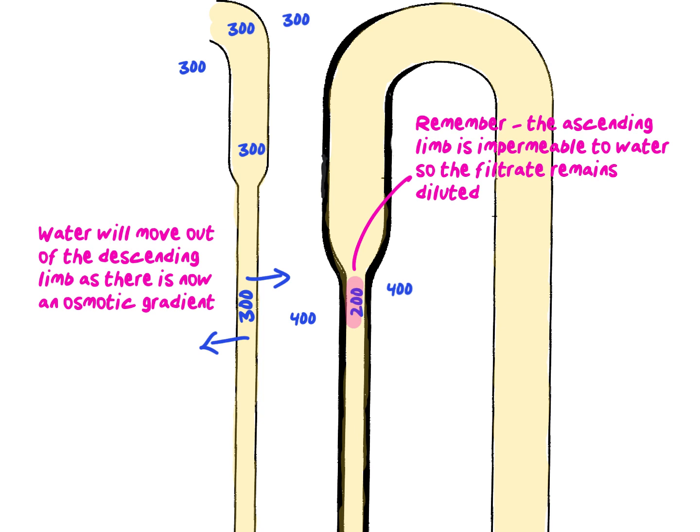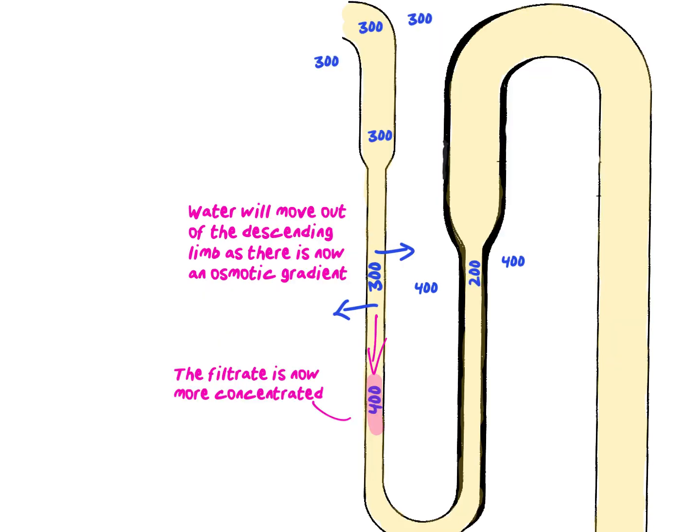Now if you remember, the ascending limb of the loop of Henle is impermeable to water. So the more dilute filtrate that we have now will just move on up through and will not lose any water. Over this side we've got movement of water because of the concentration gradient. There is a concentration gradient here, but what stops the water moving out is the fact that the walls are impermeable to water. Okay, so we have an increase in osmolarity of the filtrate here, and this will be moving round and down through the descending loop of Henle.